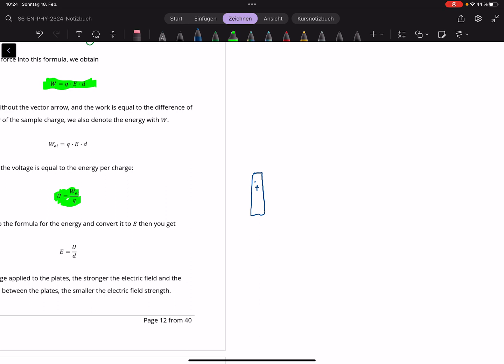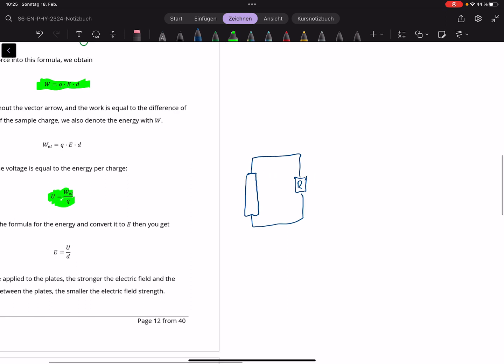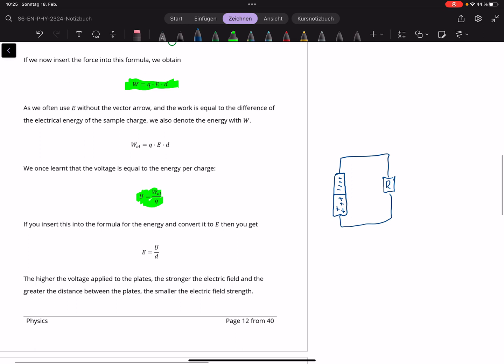There's no voltage. So if we connect this with an electric circuit, nothing happens. So what we do first is we need to separate the charges. So some more negative on that side and some more positive on this side, for example. And what happens now?